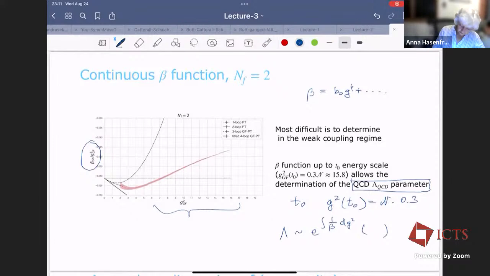It can be done. We actually determined lambda QCD in the gradient flow scheme, compared it to the MS bar scheme, and the values agree pretty closely to what other methods predicted. So this is a viable alternative, possibly a better alternative than other things, to get the lambda parameter.